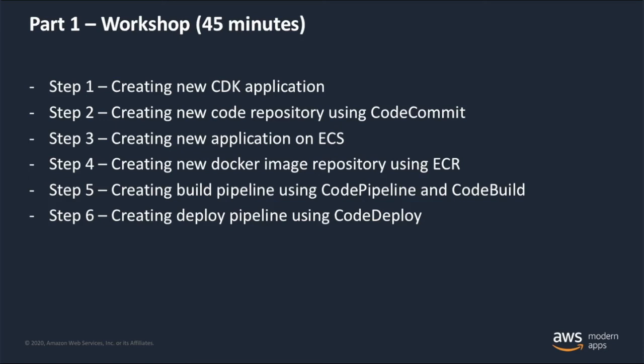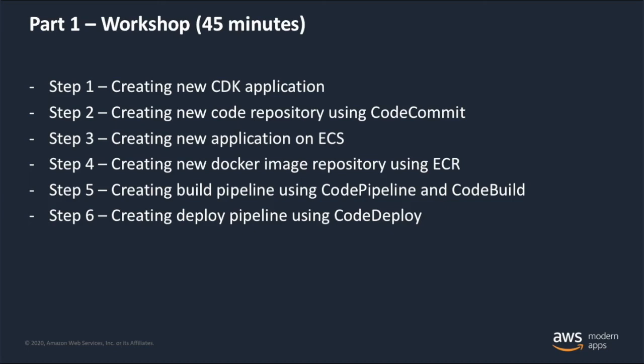Okay, now that you have initialized the AWS Cloud9 IDE, we are going to start the main workshop itself. In this workshop, you will build a CI/CD pipeline on AWS using AWS CDK. We start from the first step, which is building a new CDK application. Then you will create a new code repository using CodeCommit. After that, you will create a new application on an ECS cluster. And when you finish with that, you will create a new Docker image repository using ECR, where you will store the image to be deployed.